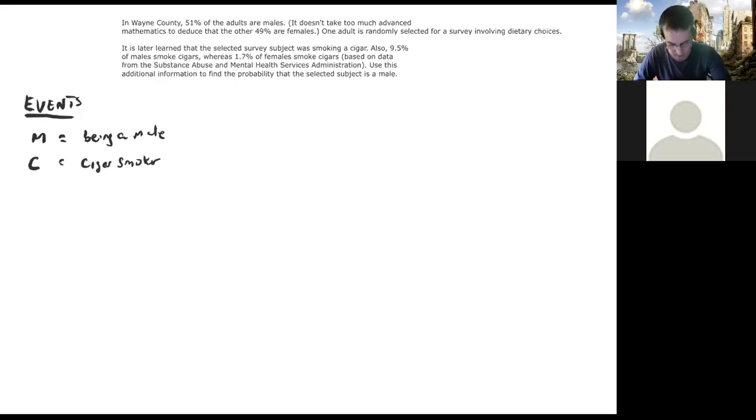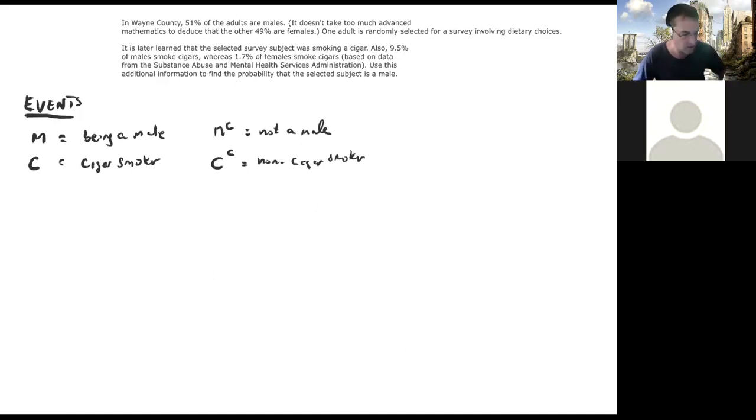First of all, what is the complementary event to being a male? That's being not a male. At some point in time, that would have meant being a female, but no longer. And the complementary event to being a cigar smoker is a non-cigar smoker.